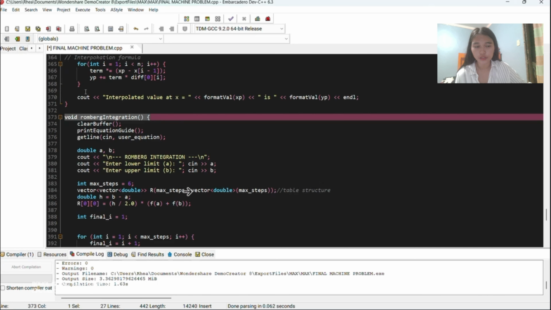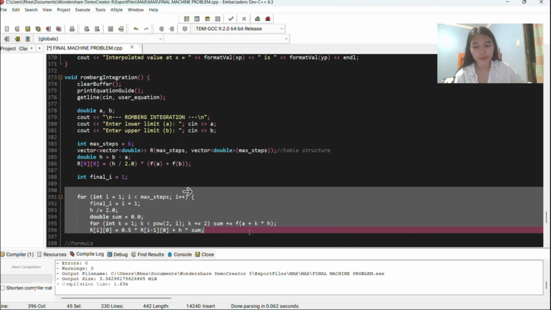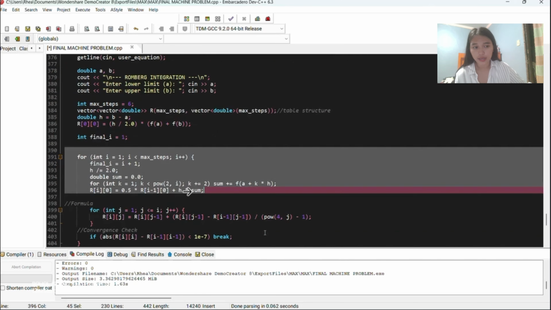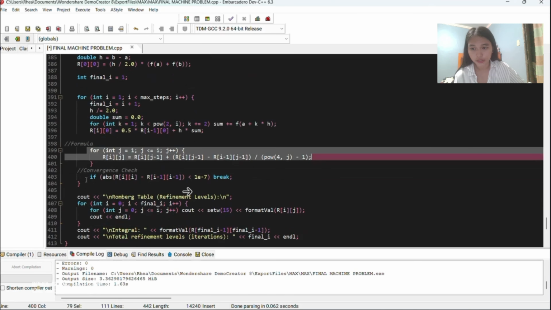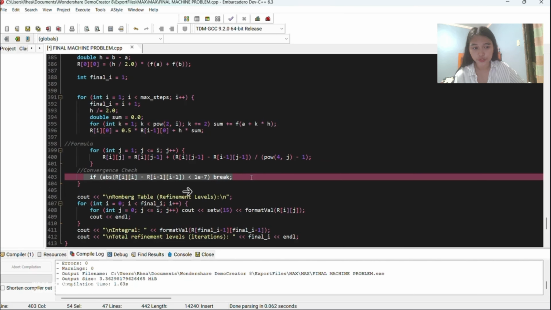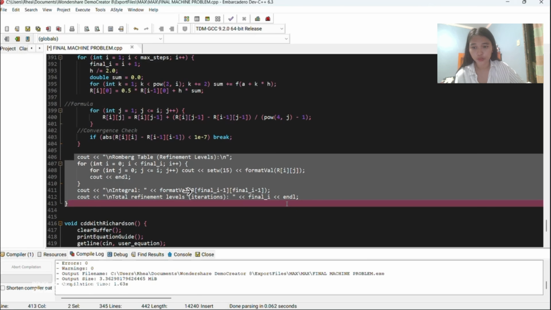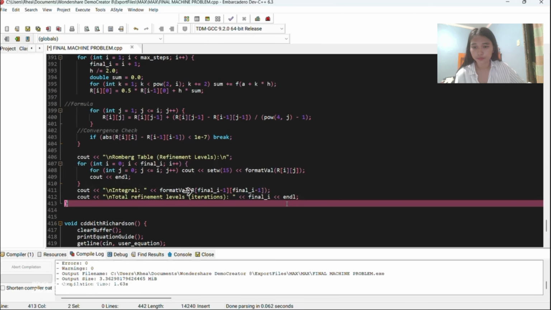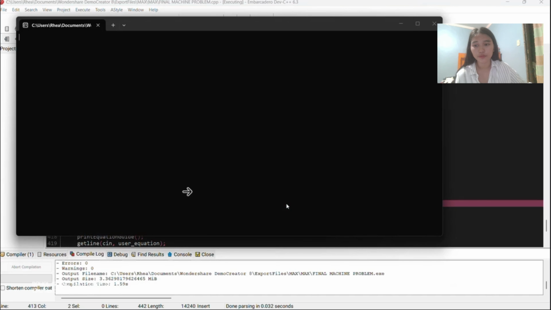This is the function of the Romberg integration. This is the refinement loop of the Romberg integration. And this is the Richardson formula and the convergence check, where we need to check its convergence. And this is the table for the Romberg extrapolation. Okay, let's try to run the code.